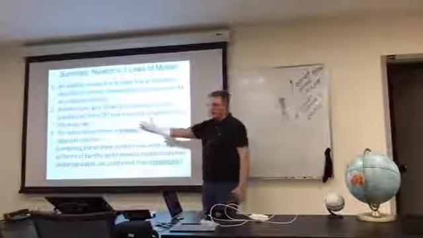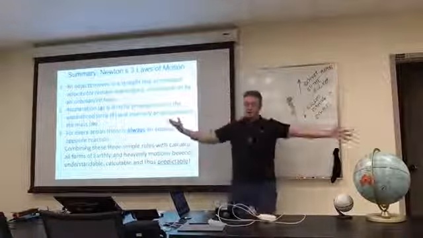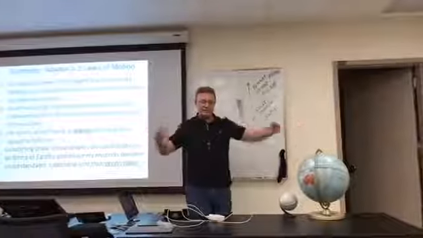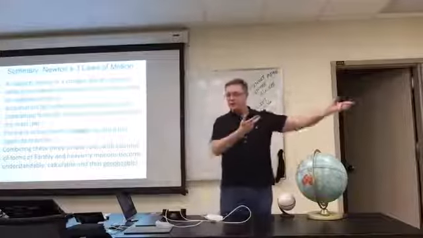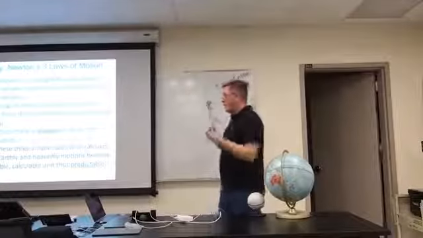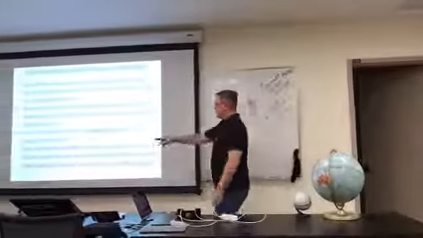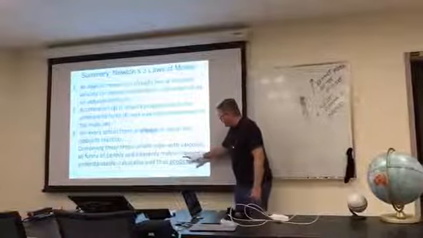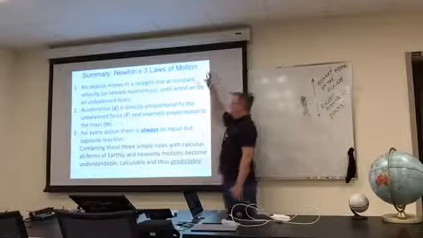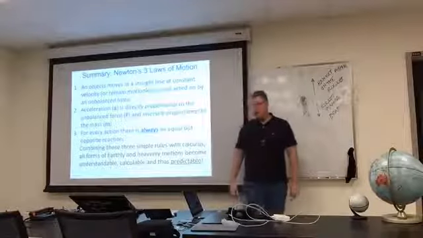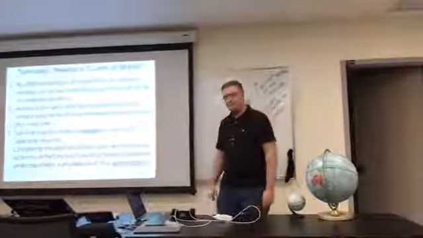Wind blowing on a ship's sails: given the speed of the wind, the size of the sails, and the mass of the ship, I can predict how fast it's going to move. All of these things became understandable, calculable, and thus predictable as a result of Newton giving us these 3 laws of motion.